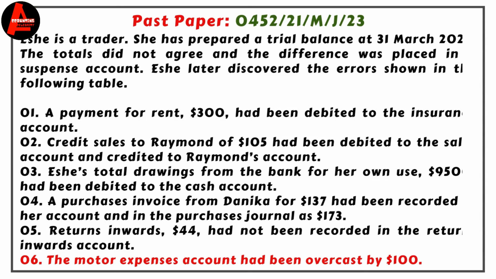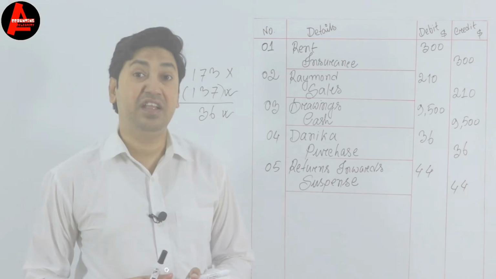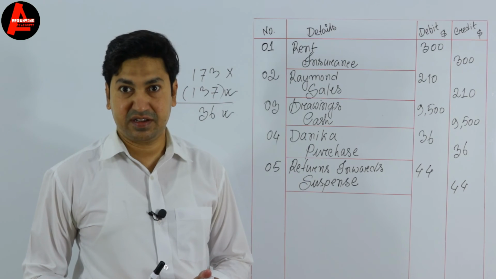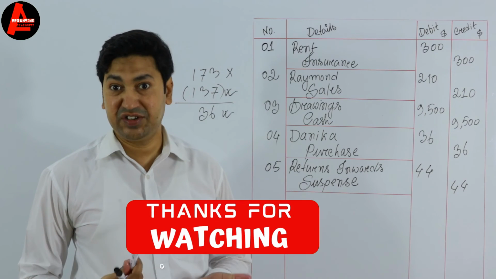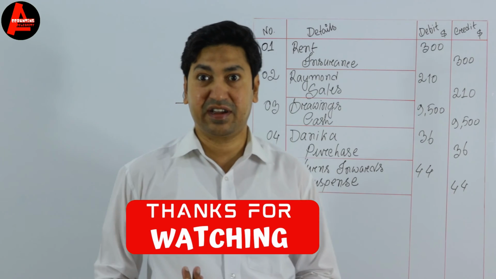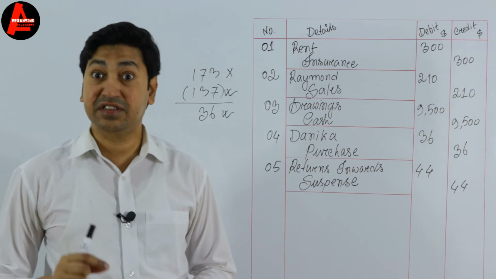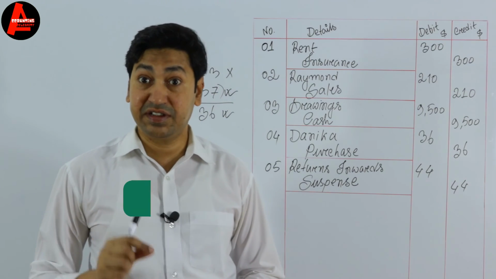The motor expenses account had been overcast by $100. Okay, so motor expense, you know, it is written already clearly, it is an expense. Yeah, expense had been overcast. Okay, so now to rectify, what to do? Simple, we need to undercast, right? That means we need to decrease motor expense. We need to decrease the expense.